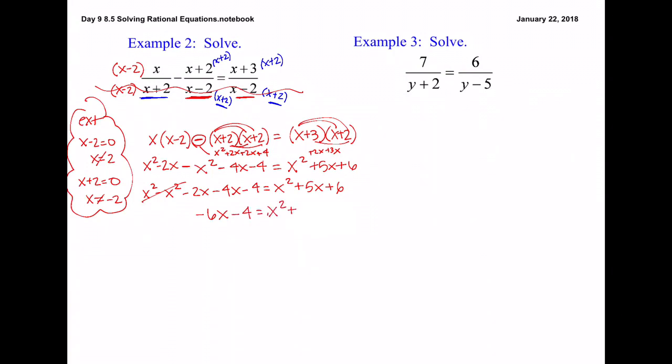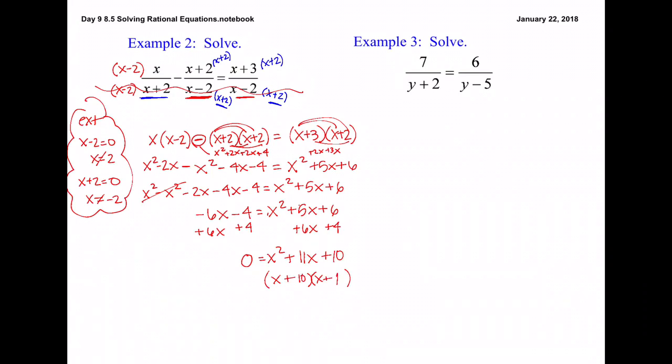Because my x squared is positive on the right hand side, I'm going to use my inverse operations and add my 6x and add my 4 to get a 0 on my left. So I have x squared plus 11x plus 10. I need to factor in order to find my zeros.